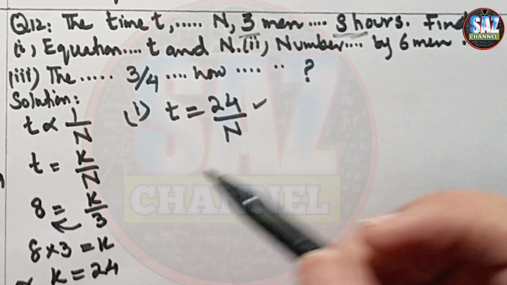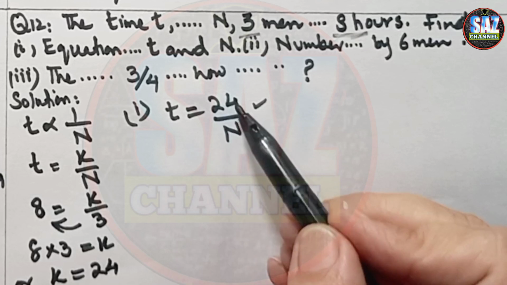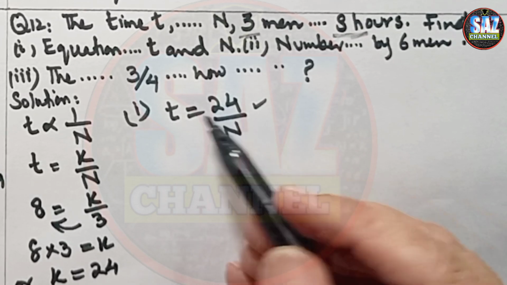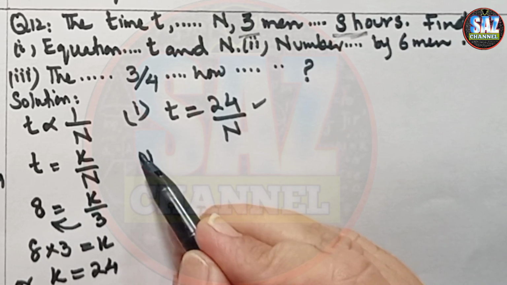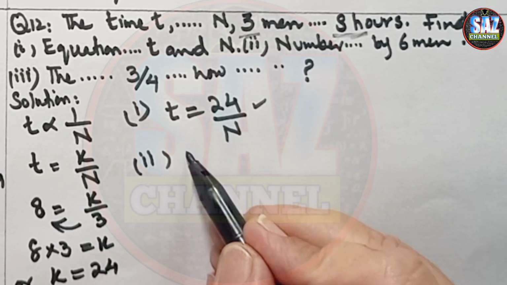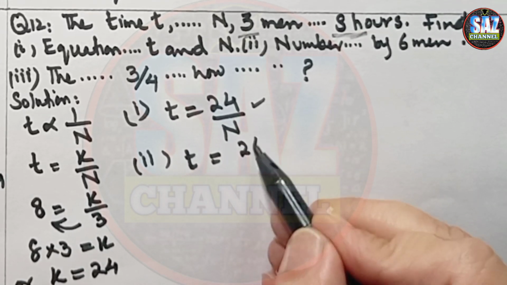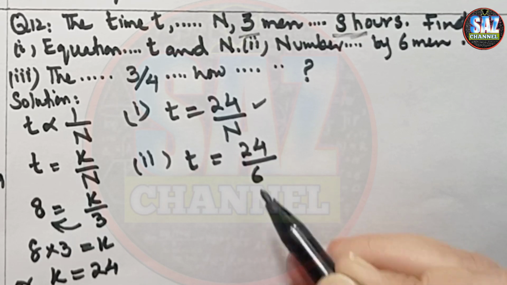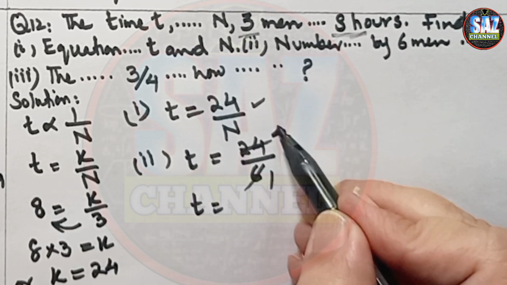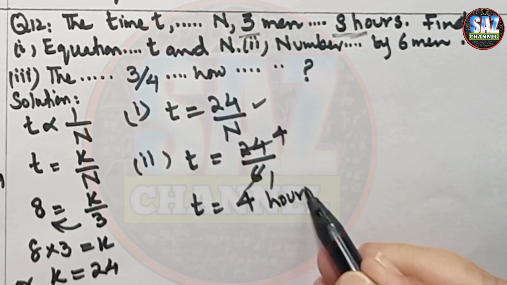Now the first requirement is to write down the equation that connects t with n, and this is the equation. The second part is the number of hours, that means that we have to find the time taken by 6 men. So again in this equation, n will be replaced by 6, and t equals 24 by 6, 6 fours are 24. Time t is 4 hours.